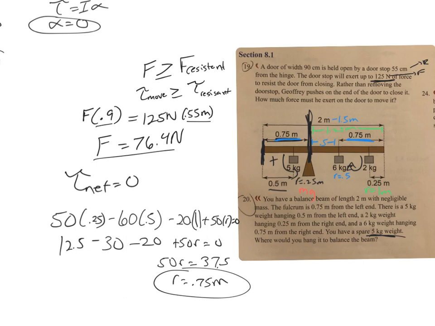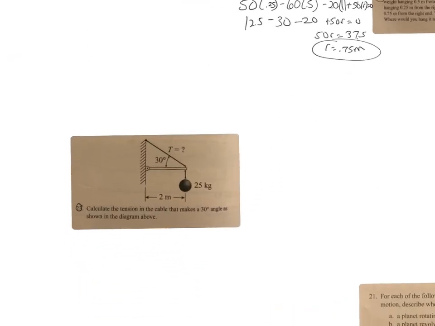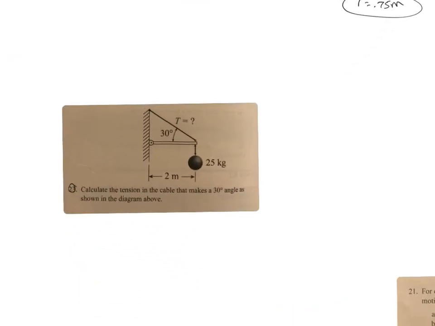All right. And then number 23, calculate the tension in the cable that makes a 30-degree angle as shown in the diagram above. So basically, if we want to know the tension in the cable, we've got to have our torques equal to 0 for it not to be moving. So we've got one torque pulling it this way and one torque pulling it this way. The tension times the radius, or the tension, notice it has to be perpendicular, so it'd be the tension sine the angle times the radius would be pulling it that way, and the force of gravity times the radius would be pulling it the opposite direction.